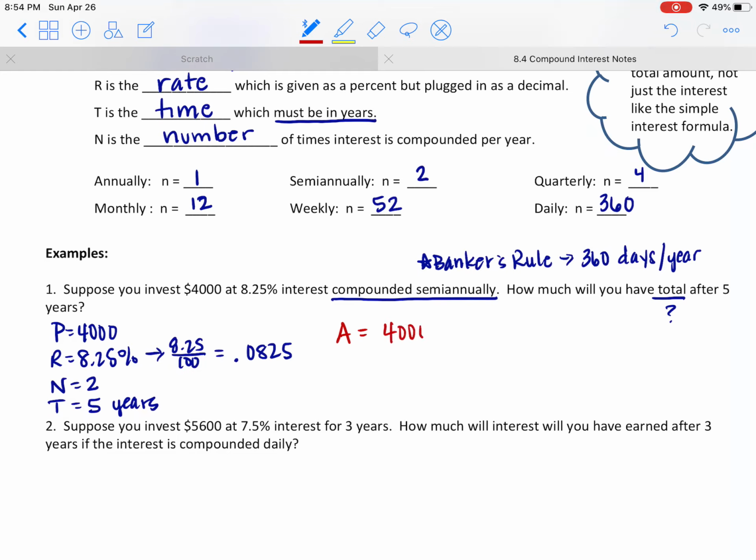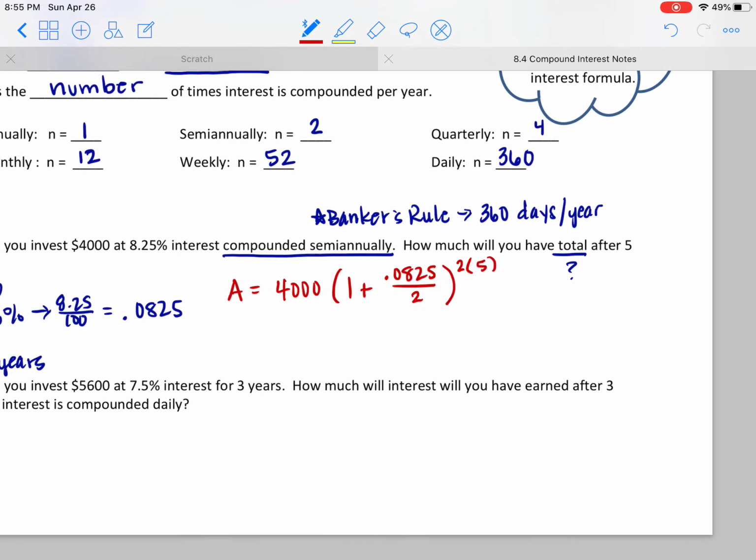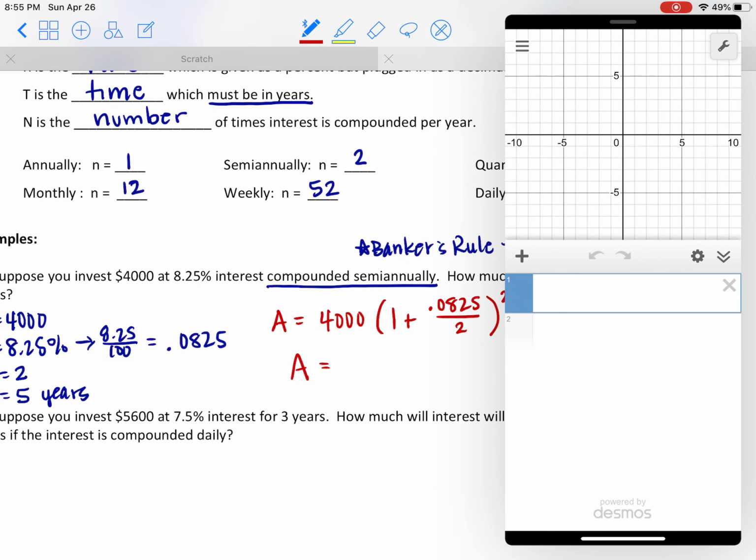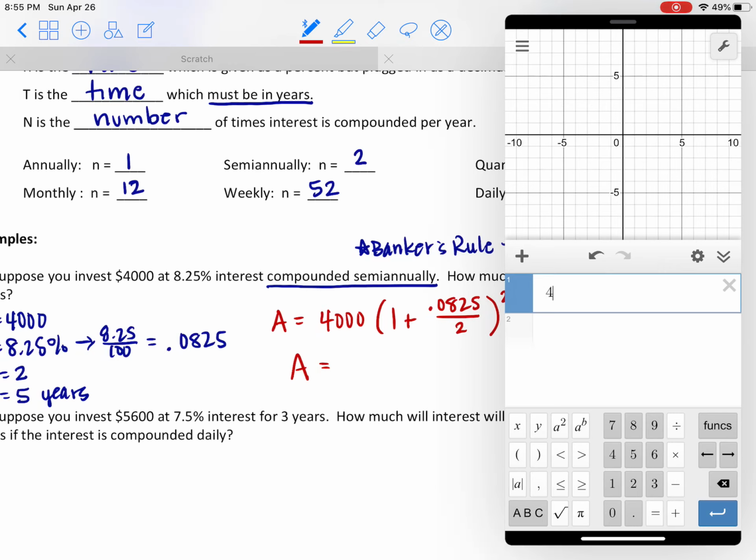Okay, so how much total? That's the question, right? That's what our formula is going to tell us. So our formula says our total final amount A is going to equal our principal of 4,000 times 1 plus our rate of 0.0825 over n, which is 2, and that's going to be raised to the n times t, so 2 times 5 power.